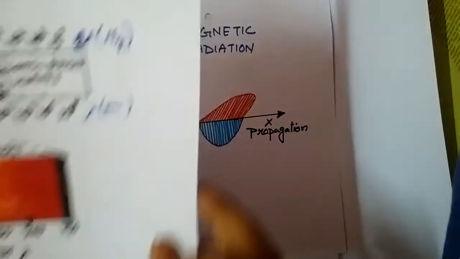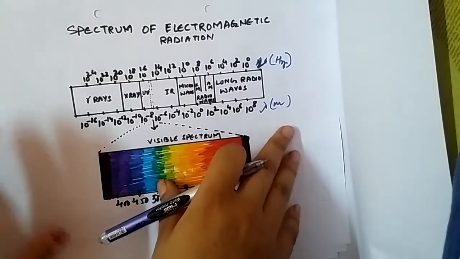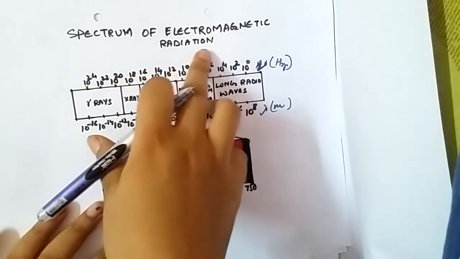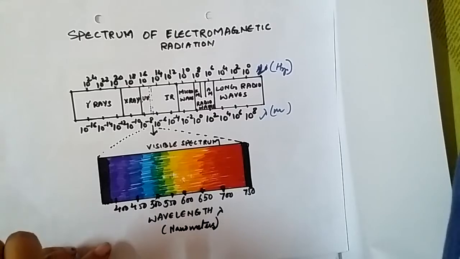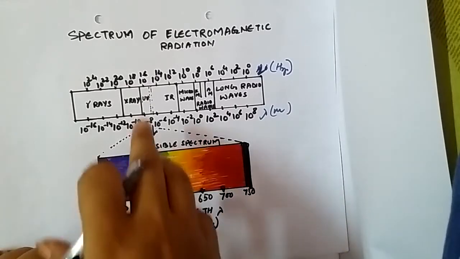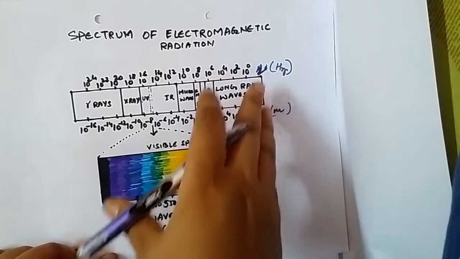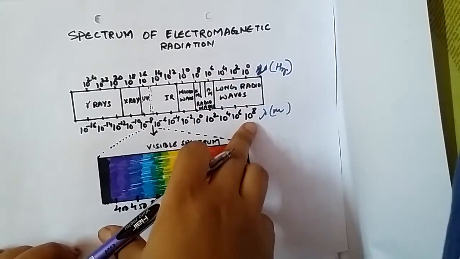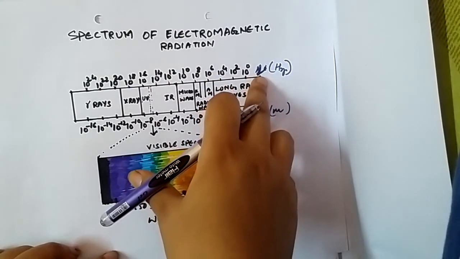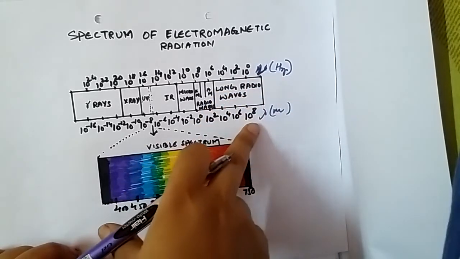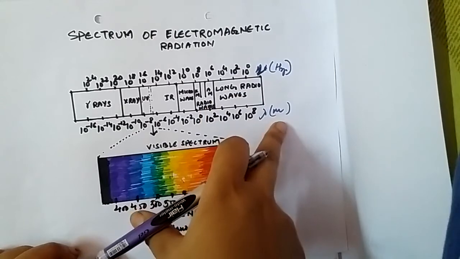Now let's understand this with the help of this diagram. Now this is the spectrum of electromagnetic radiation. Now what is the spectrum of electromagnetic radiation? It means different kinds of electromagnetic radiations which vary in their frequencies and their wavelengths. Frequency is represented by the Greek letter nu and its unit is hertz, and wavelength by lambda, unit is meter.